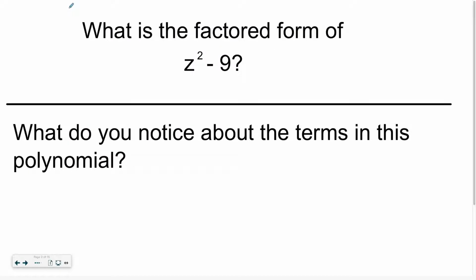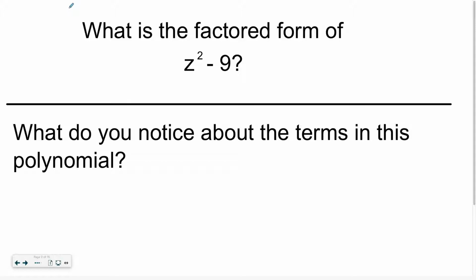Polynomial, we're going to factor z squared minus 9. You can write that down, z squared minus 9. Now, just looking at the polynomial, what do you notice about the terms? About the z squared and about the 9? It's a binomial. What do we notice about the terms? It has a negative. Okay, so our 9 is negative.